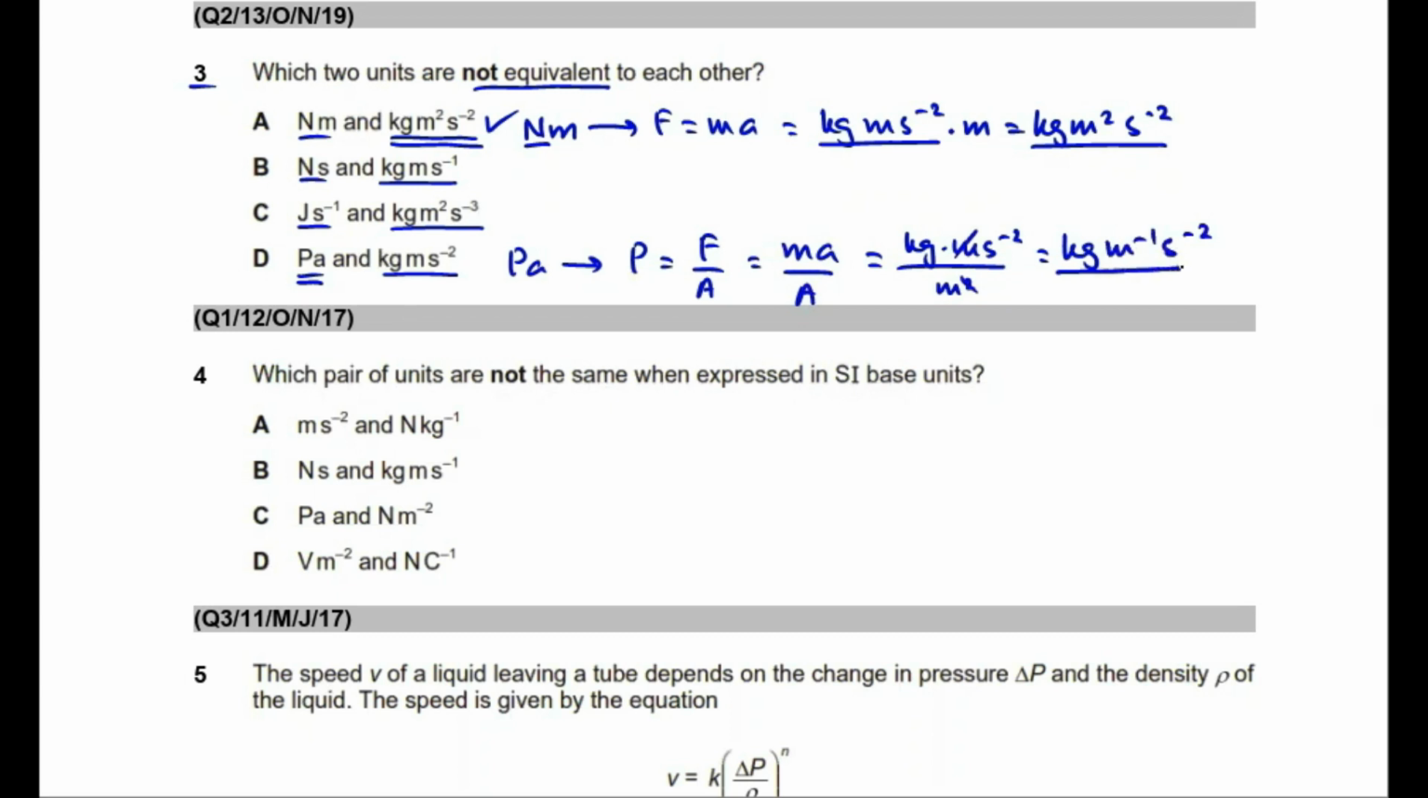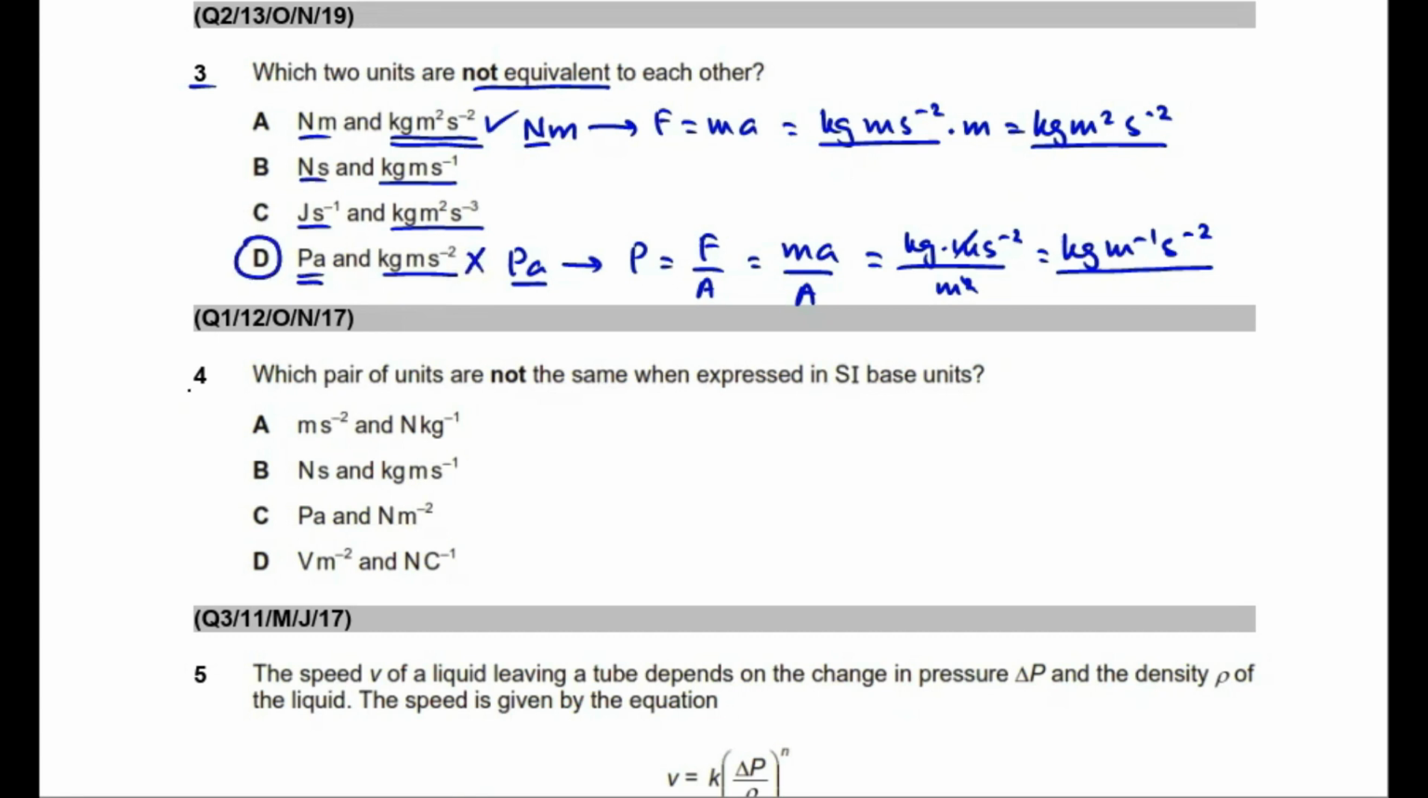So these are the SI base units equivalent to Pascal. And note that they are not the same as these SI base units. These SI base units are kilogram meter per second squared, and these SI base units are kilogram per meter per second squared. So students, Pascal is not equivalent to kilogram meter per second squared. D is the correct option.